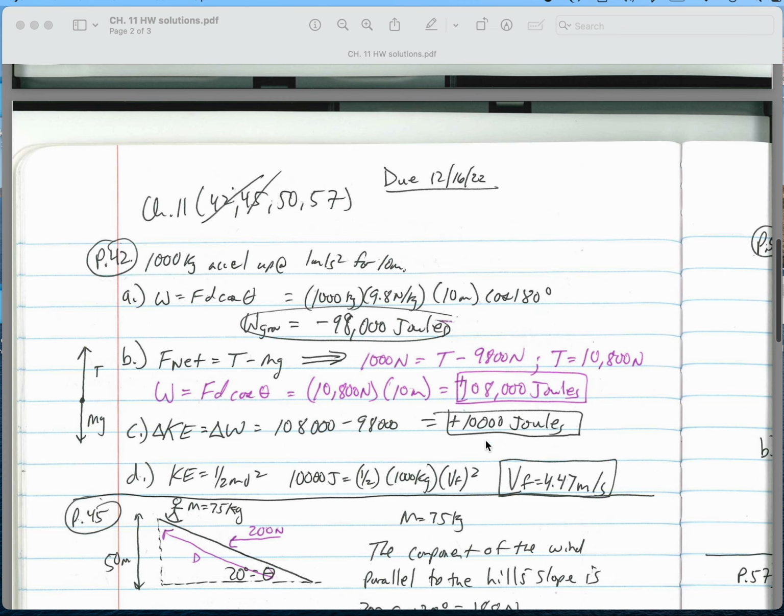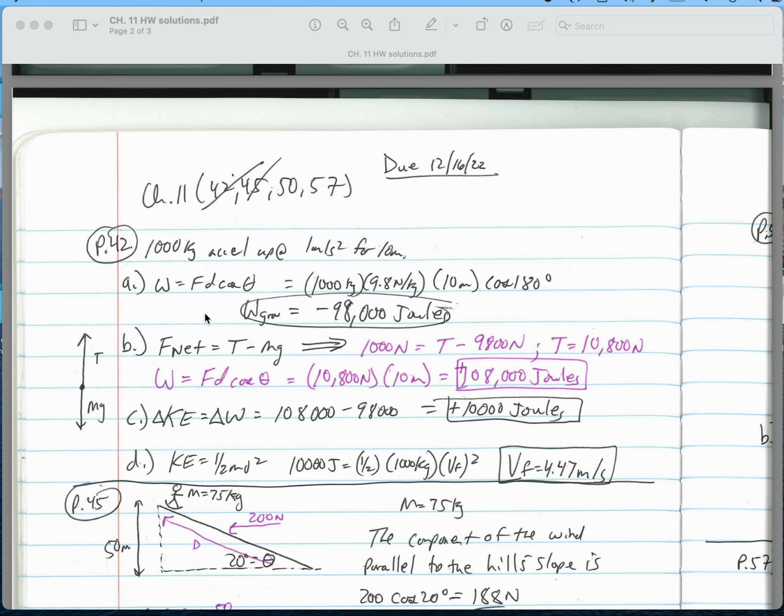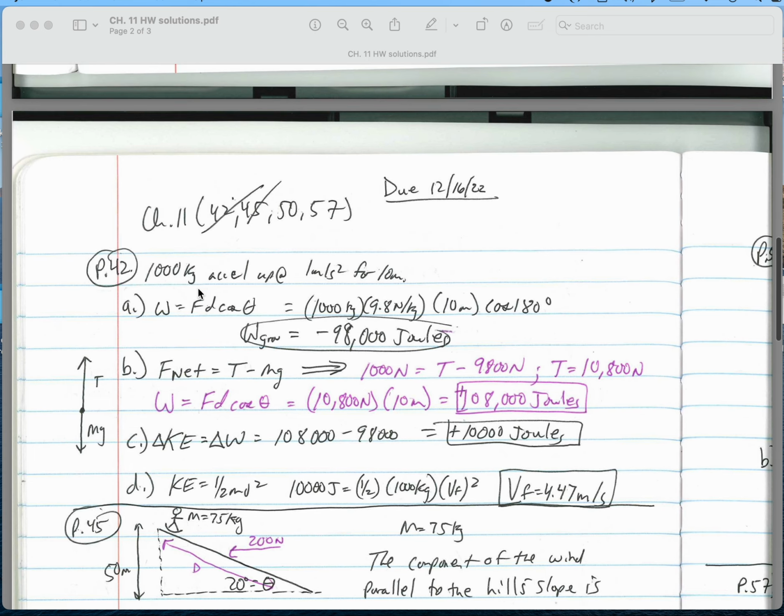Problem 42: you had something that was basically accelerating an elevator up 1 meter per second squared for 10 meters starting from rest, asking about the work that gravity did, the work done by the tension in the elevator cable, using the work kinetic energy theorem to find the kinetic energy of the elevator, and then the speed. Essentially, gravity is acting downward even though the elevator is moving upward.